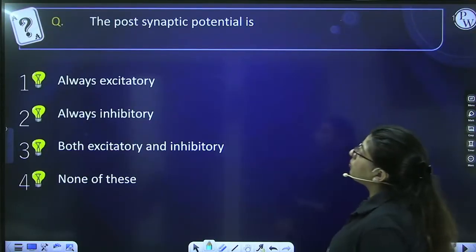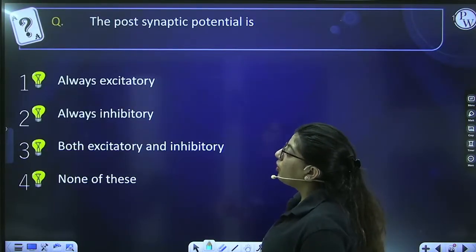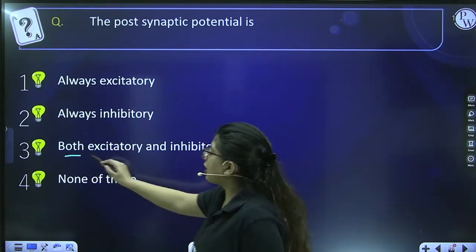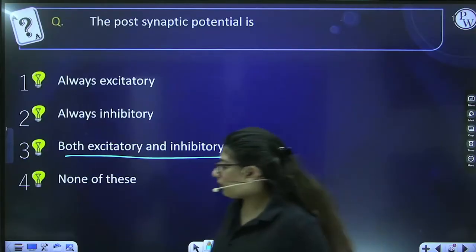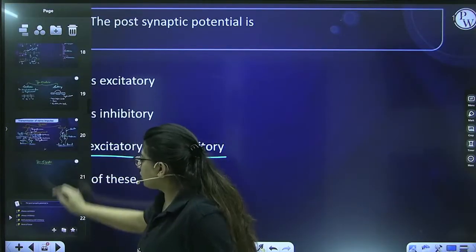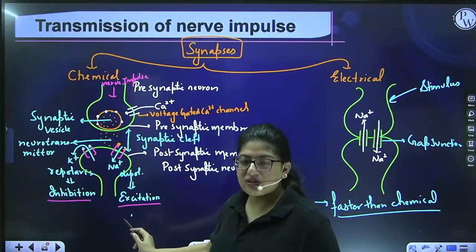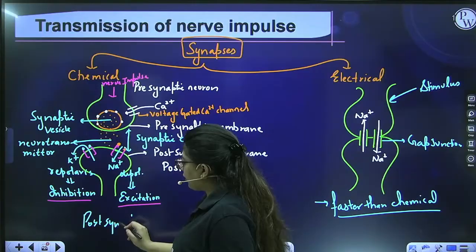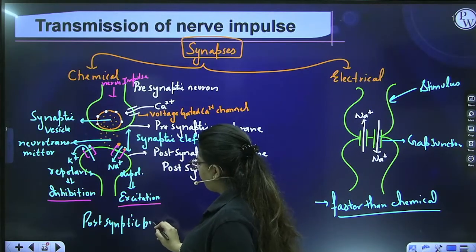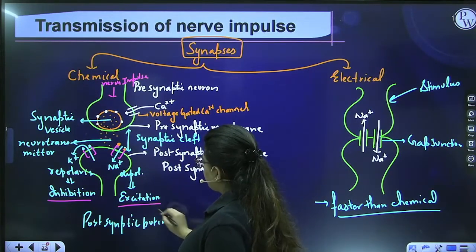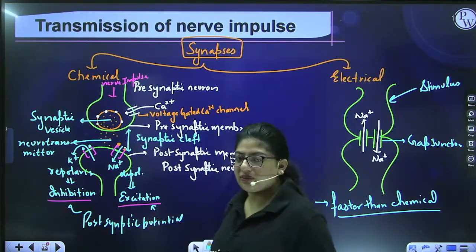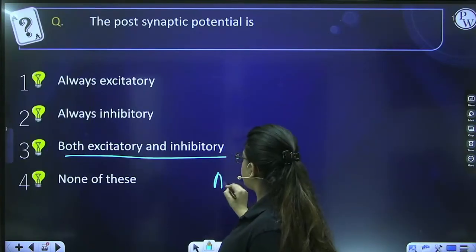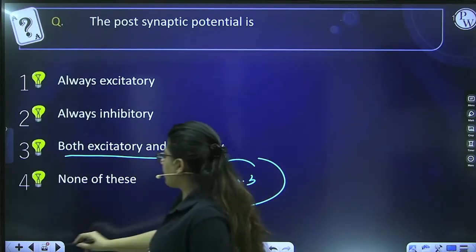The postsynaptic potential is always excitatory, always inhibitory, both excitatory and inhibitory, none of the above. So the postsynaptic one can be both excitatory and inhibitory. We have done it right now. This potential that has arrived here in the postsynaptic neuron is also known as postsynaptic potential. So this postsynaptic potential can be excitatory as well as inhibitory. Let me write the answer. Answer is 3. Next, guys.